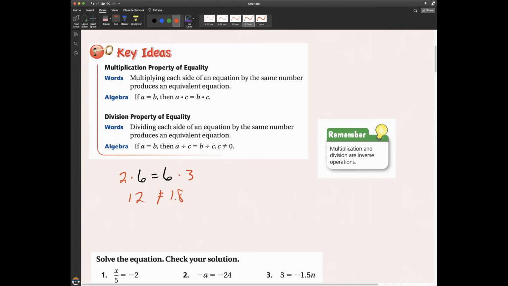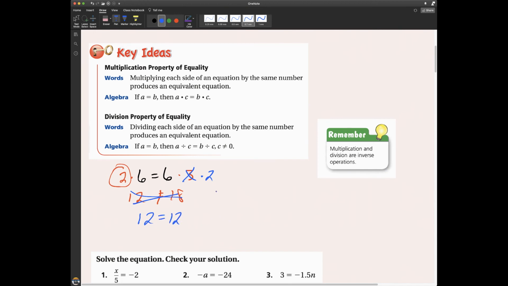They're not equal. So the multiplication property of equality says, if I multiply this side of the equation by 2, then I need to multiply this side of the equation by 2 as well. Okay, so then we don't have this anymore. We just have 12 equals 12.